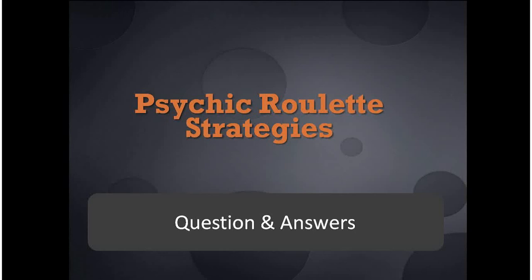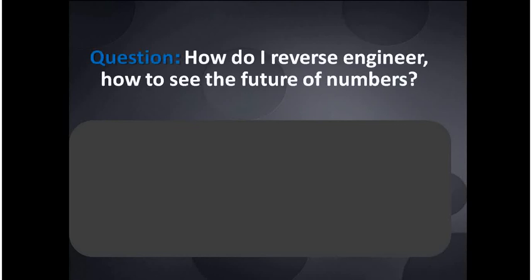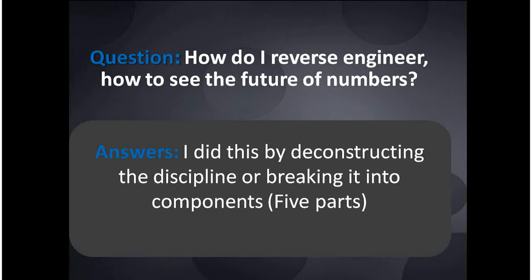This is the first video in a series of question and answer videos that I'll be providing over the next few weeks, answering questions about my ebook and also my experience with making money with seeing the future of roulette numbers over the last year. Now the question I want to answer in this first video is how did I reverse engineer seeing the future of roulette numbers. The answer to that question is very simple.